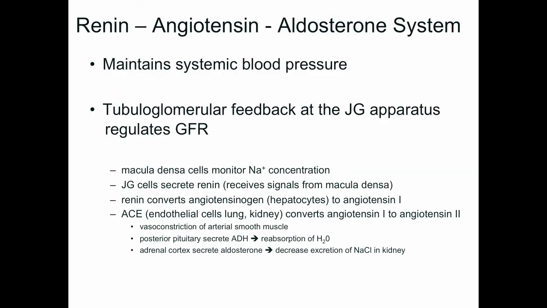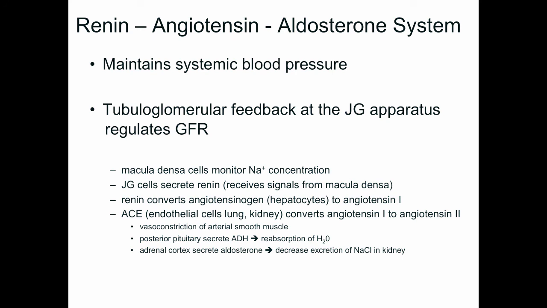If we just say a few words about the renin-angiotensin system, and we really should include here the renin-angiotensin-aldosterone system, as you'll learn about in physiology. This system maintains systemic blood pressure, and plays a role in tubuloglomerular feedback at the JG apparatus to regulate glomerular filtration rate. What we believe happens is the macula densa cells monitor sodium concentration. The JG cells will secrete renin upon receipt of signals from cells of the macula densa.